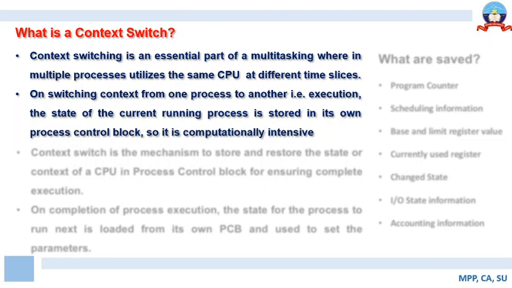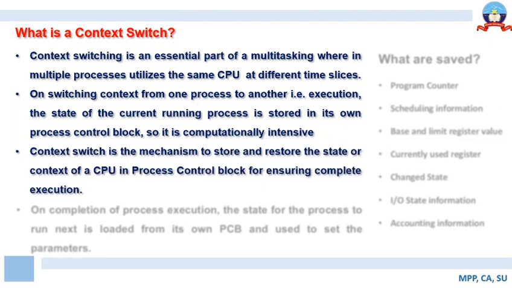So on context switching from one process to another process, the state information of the current process is to be stored onto its process control block. Context switching is very computationally intensive, because every time context switching takes place between processes, you need to store the state information. So the less the context switching, the greater will be the computational efficiency. That is also to be understood.